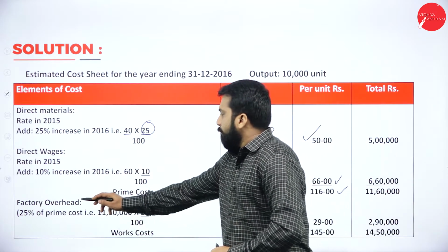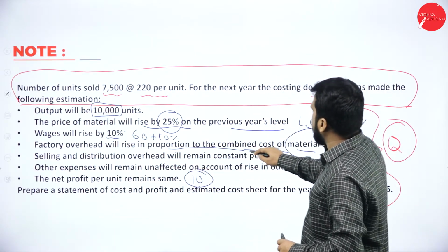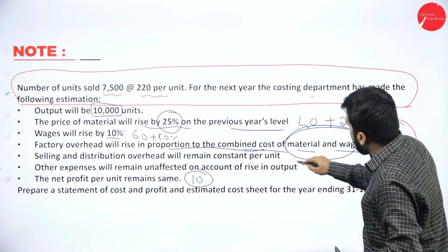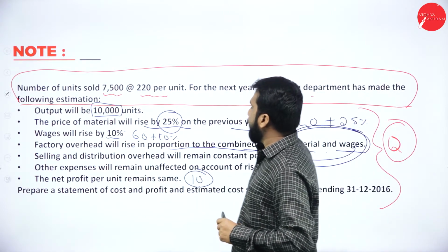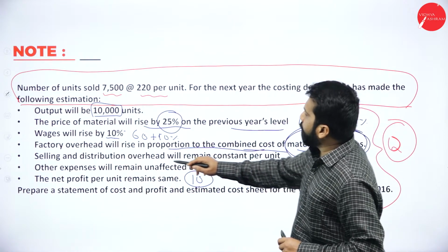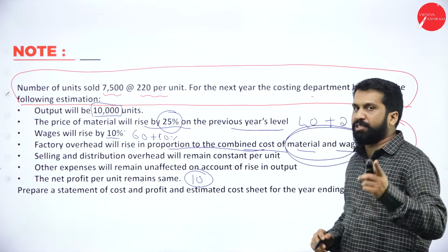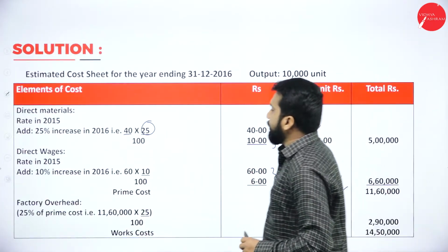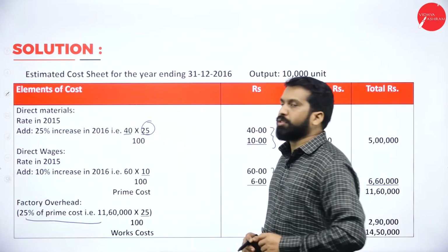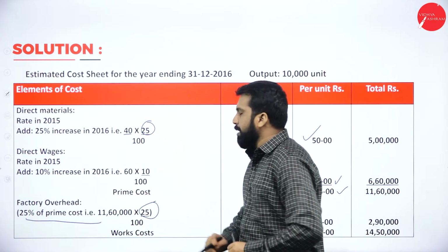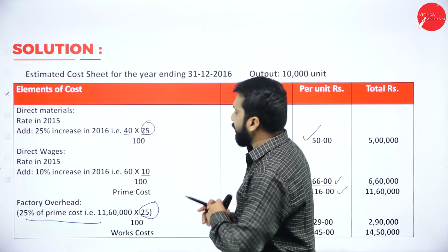Next, factory overhead, it will be given what? Factory overhead will rise in proportion to the combined cost of material and wages. What we call combined cost of material and wages? Prime cost. So how much increased? Factory overhead will rise in proportion to the cost of material and wages. We'll come back to that. Now, so this will be your factory overhead, 25% of your prime cost. Now, in this they have mentioned 25. You may have doubt. In the question, nowhere they have mentioned 25. Why did you take 25%?